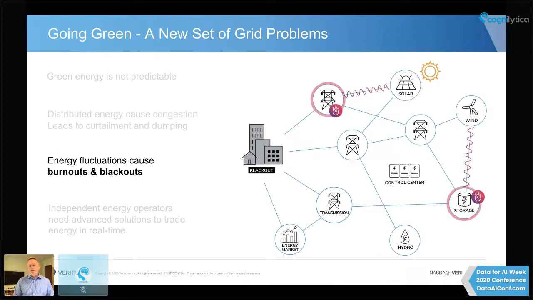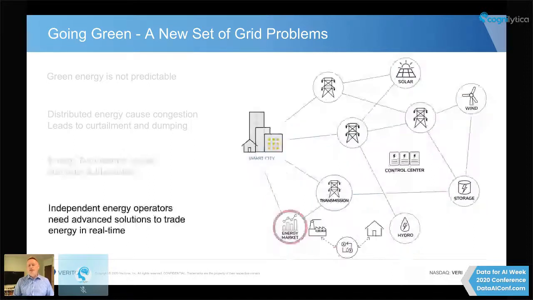Then you also have burnouts and blackouts, and this can happen if your distributed energy resources, your green energy, is not being operated effectively and optimally. For example, if cloud cover moves off of a solar panel and the sun hits it really hard, a spike of energy comes down the transmission line, it can blow up inverters or transformers, or impact substations or storage batteries. So it needs to be very effectively managed.